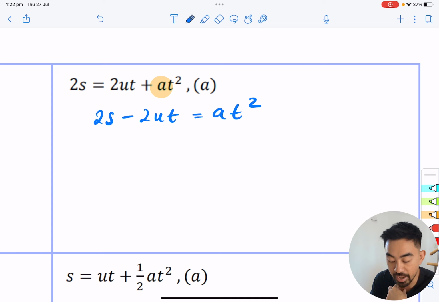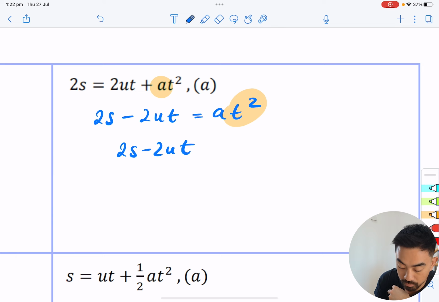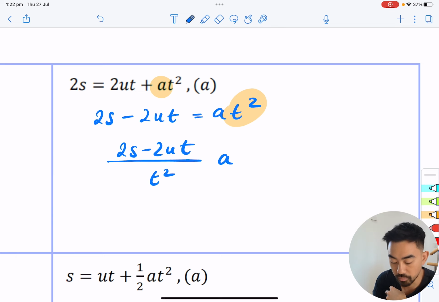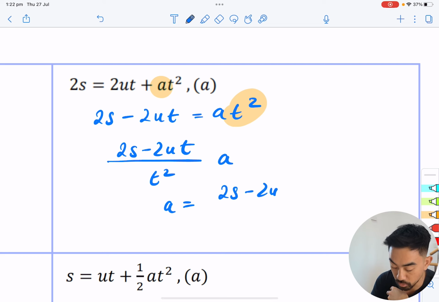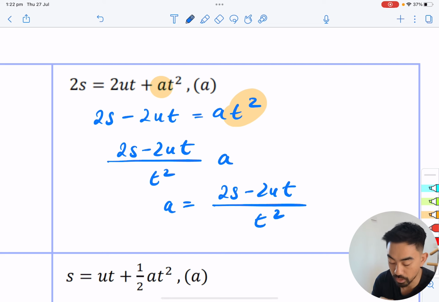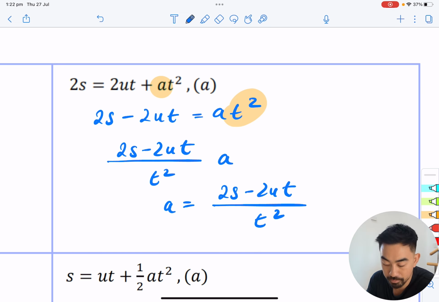Now here I've got a times t squared, I'm trying to get a by itself. So the opposite of times is divide. So I'm going to move this whole t squared to the other side, and that's going to sit below this. Okay, so in other words, a is equal to 2s minus 2ut over t squared. Done.